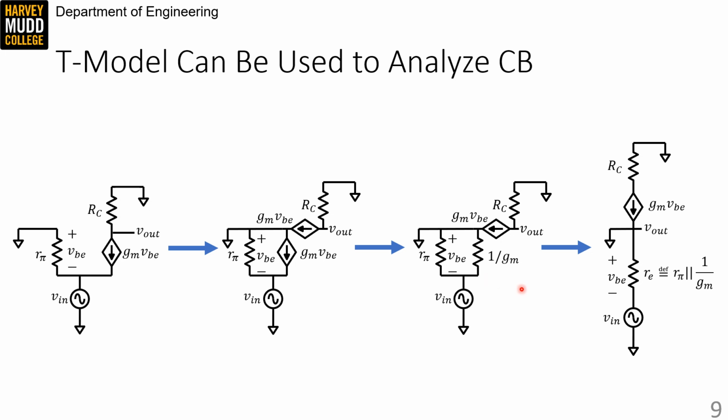Collapsing 1 over GM and RPi in parallel reveals a surprisingly simple small signal model for common base amplifiers. The input voltage sees a resistor from the base to ground, which is RPi in parallel with 1 over GM, and that's often given the label RE for emitter resistance.